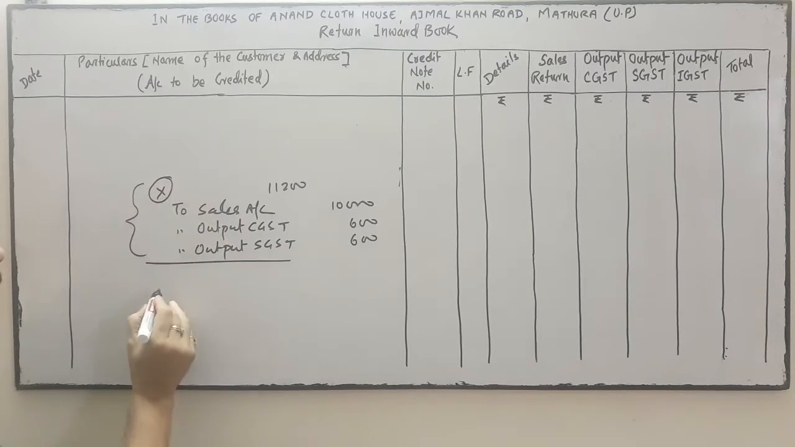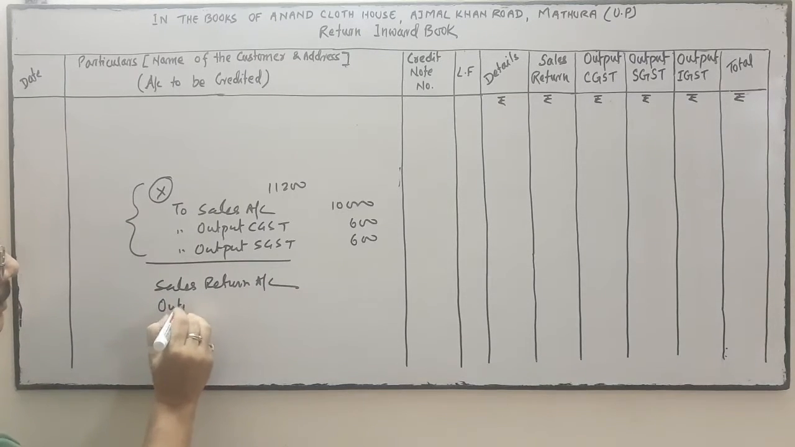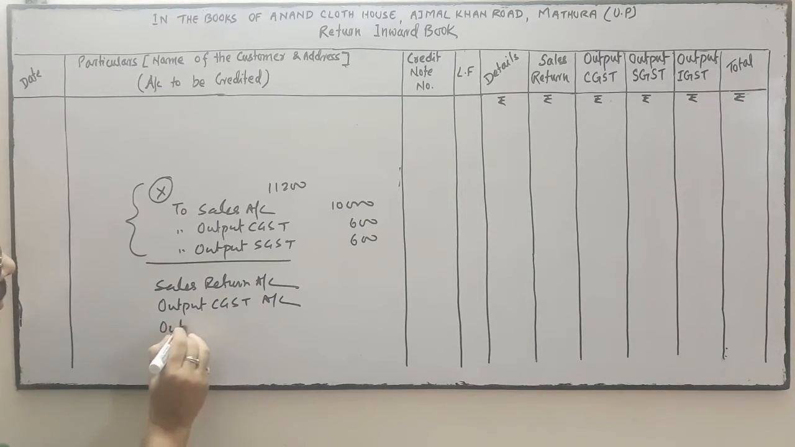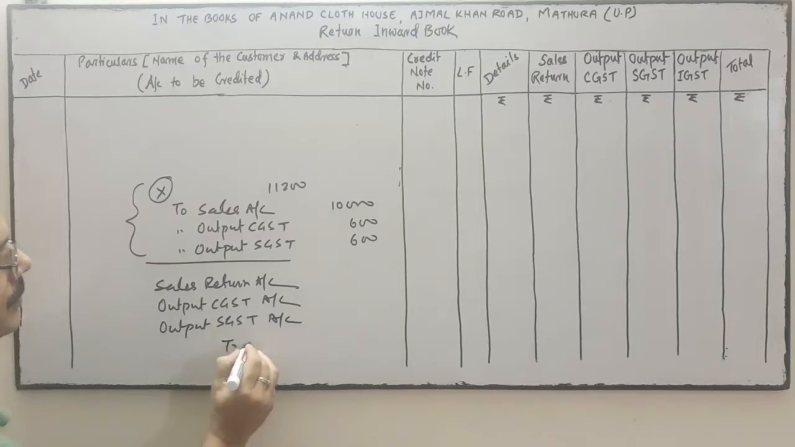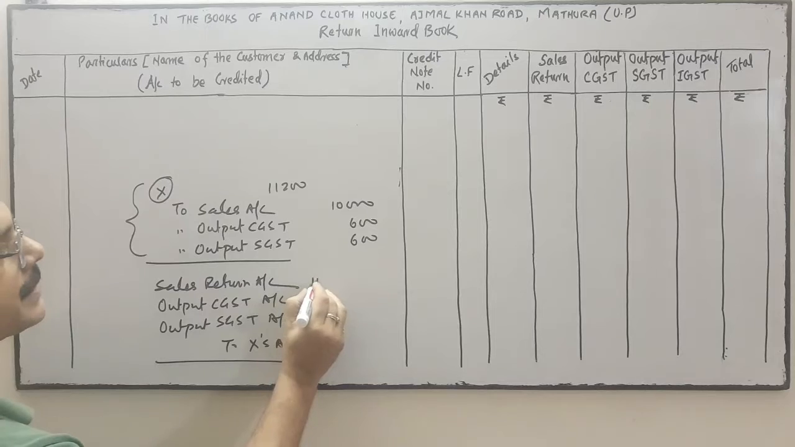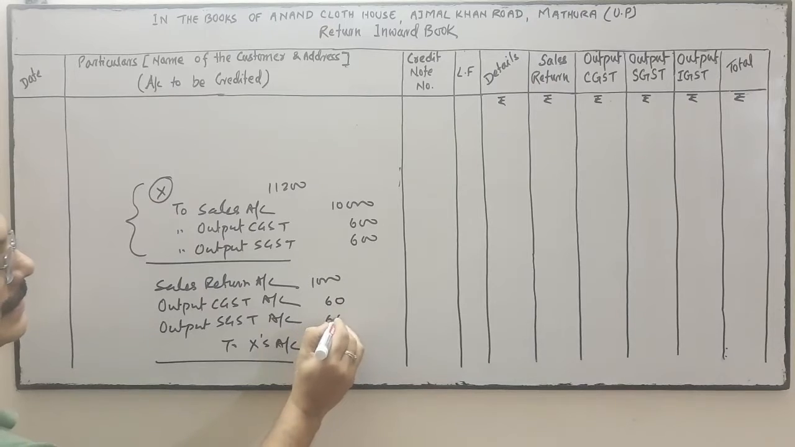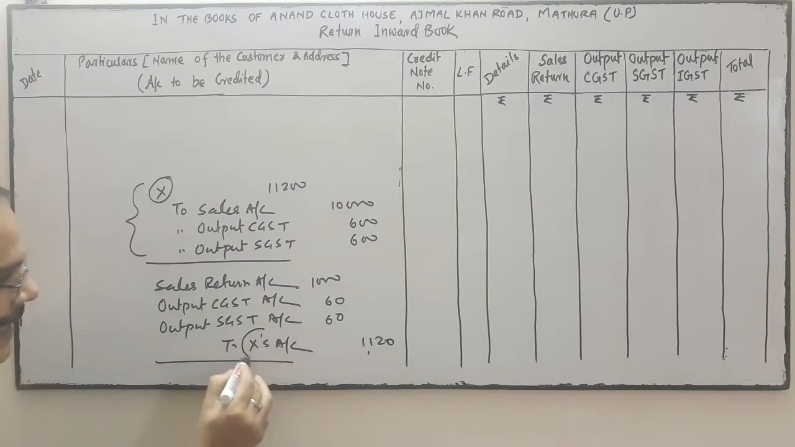When the customer returned the goods, at that time the entry is sales return account debit, output CGST account debit, output SGST account debit to X account. Suppose 1000 of goods is returned, so 6% of 1000 is 60, so it is 1120. So here we have credited the X account.